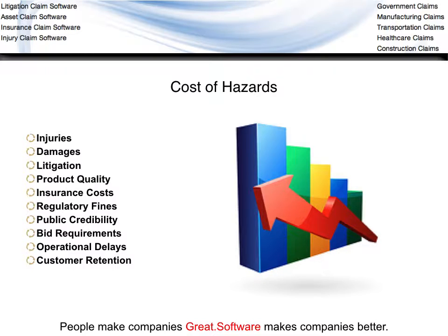The cost of product quality, for instance, if a product is released that is unsafe to consumers, or the cost of rising insurance costs, regulatory fines, or public credibility can be financially destructive to a company. Sometimes, bidding requirements for projects require a strong hazard reporting and risk management software system. Costs can also include operational delays, where projects are stopped or people are unable to work, or equipment has failed and is under repair. Additional costs may include customer retention.